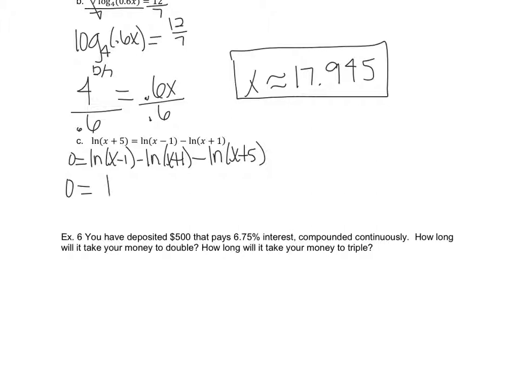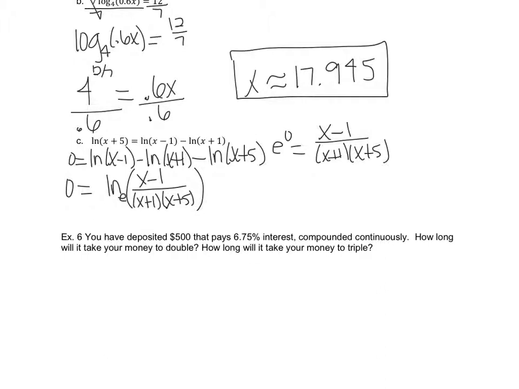So I'm going to write it as ln of (x minus 1) over (x plus 1)(x plus 5), and set it up that way. And then, of course, the last step is I've got it down to a single log. Now I'm going to change it to exponential so that I can solve for x. Remember, the base of a natural log is e. So I've got e to the 0 equals (x minus 1) over (x plus 1)(x plus 5). And e to the 0 is 1.